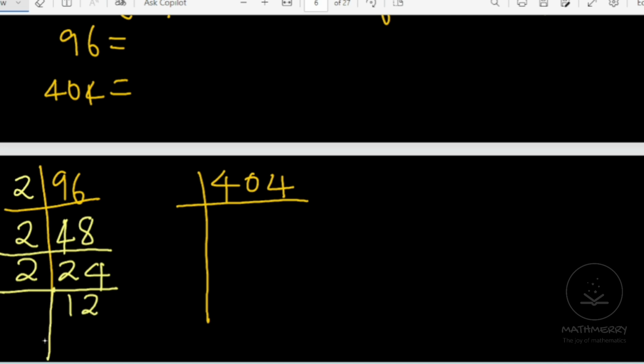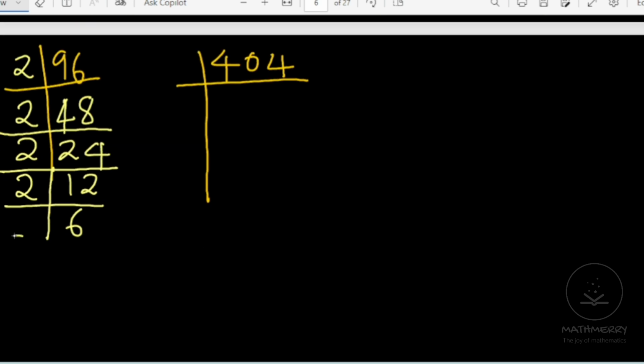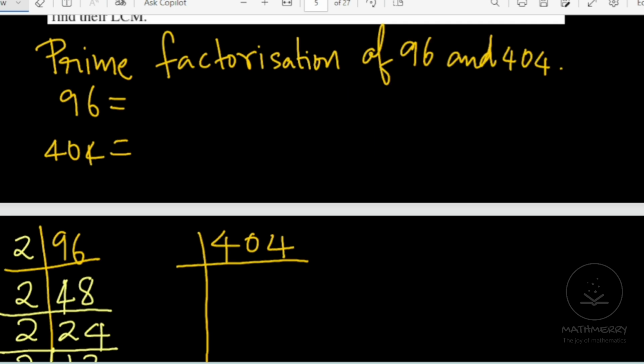Now 12 again is an even number, so we can use 2 again, and 12 divided by 2 is 6. 6 is again an even number. We can divide it with 2. 6 divided by 2 is 3, and 3 can only be divided by 3 itself. So 3 divided by 3 we will get 1. So this is the prime factorization: 2 five times and 3 one time. So the prime factorization of 96 is equal to 2 raised to 5 into 3 raised to 1.